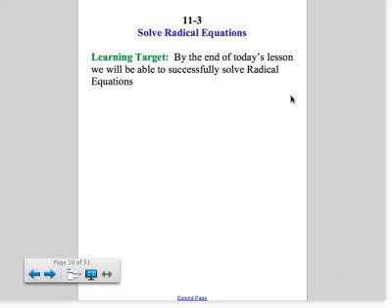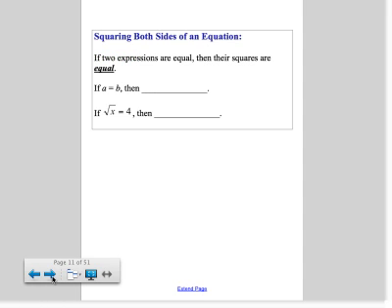Here in section 11.3, we're going to look at solving radical equations. So we're going to continue our discussion on radicals, except now we're going to look at solving equations as opposed to just simplifying expressions. Alright, and so squaring both sides of an equation: if two expressions are equal, then their squares are equal.